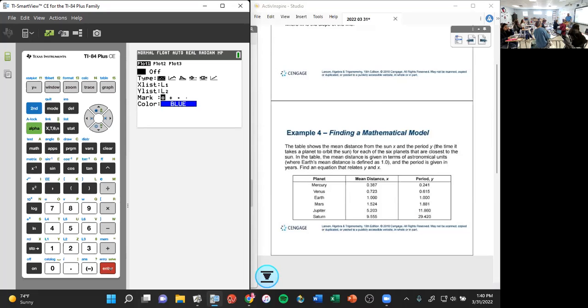Now, what happens if you press graph? Do you see the data? There's dots. Okay. Does that look like they're in line?